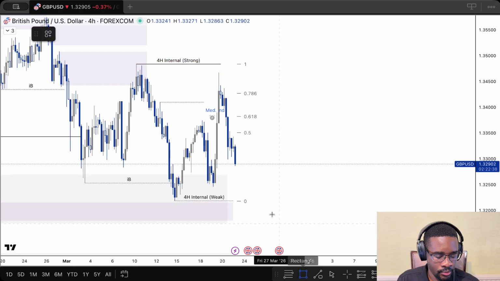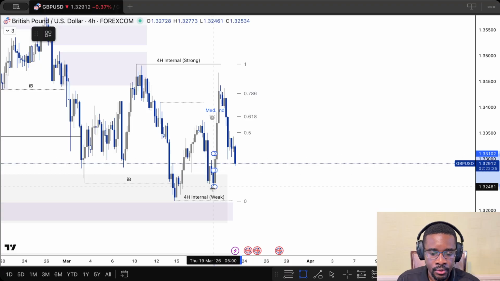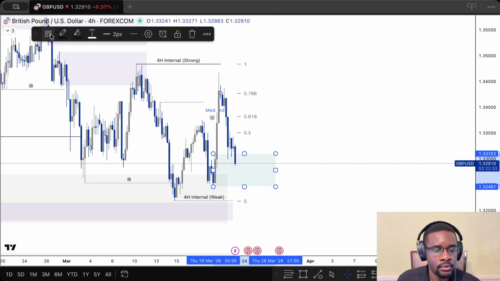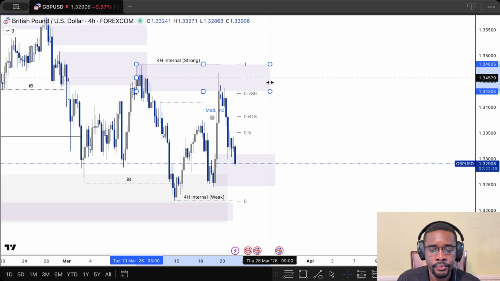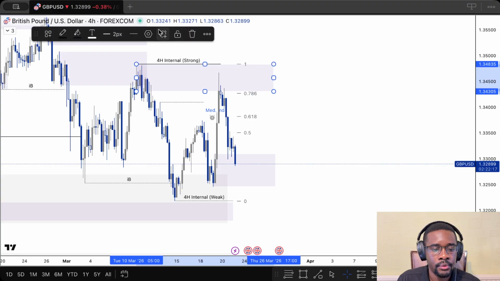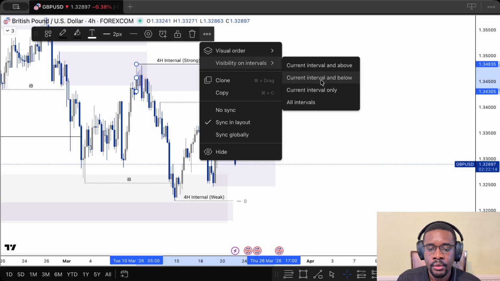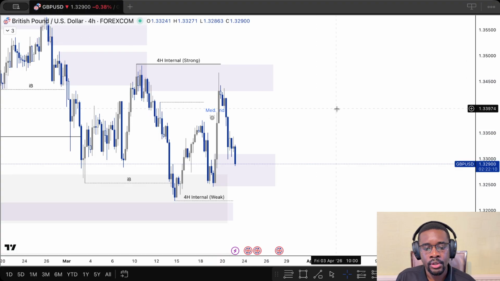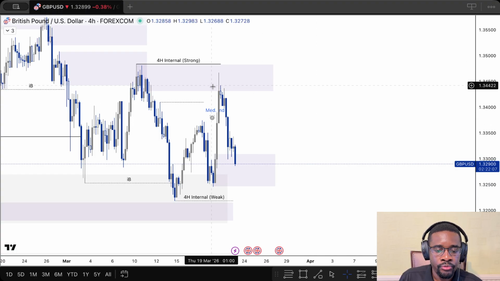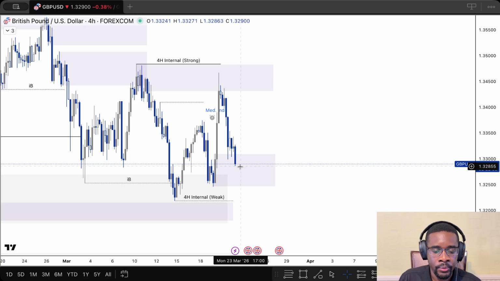So I'm just going to mark out those areas. That'll be 4 hour, and then make a current interval and below, and same as this one, just mark out all of that. Boom. And then current and below. So this is no longer relevant. We've mitigated the extreme and now we are having a reaction.